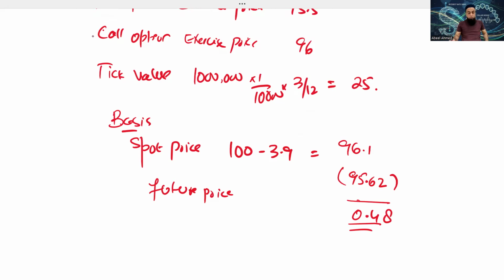Now listen to me carefully. Today's date is 1st April. Transaction date is on 1st September. And the future, 95.62, matures on 30th September. Examiner has given us the 30th September future. Logically, the future which is going to mature on 30th September, we will close on 1st September, one month before maturity.